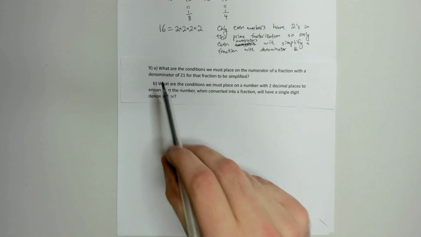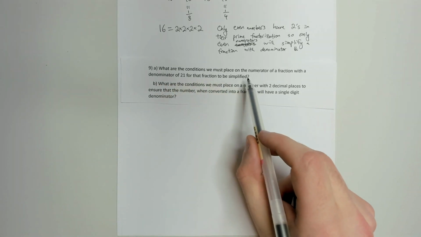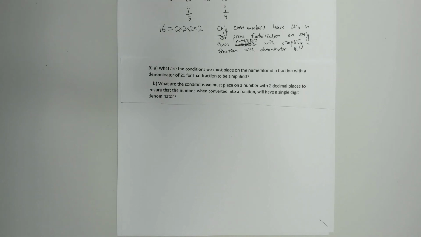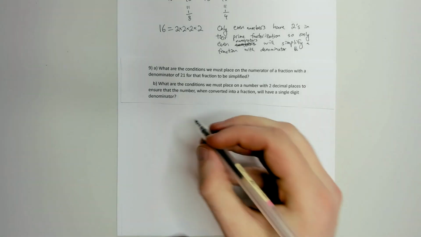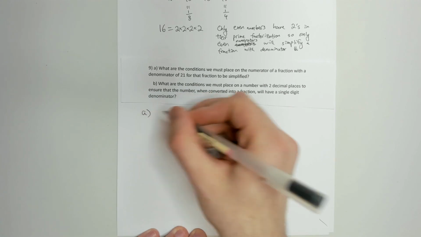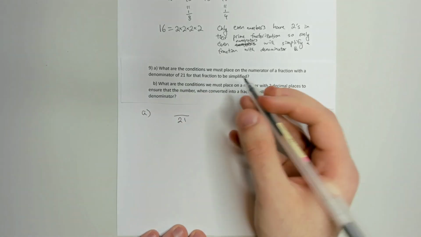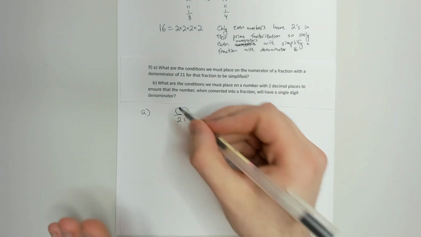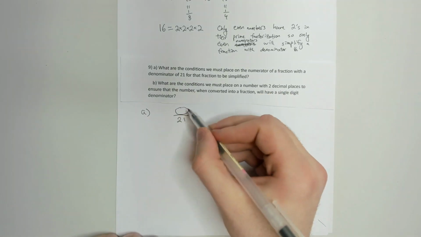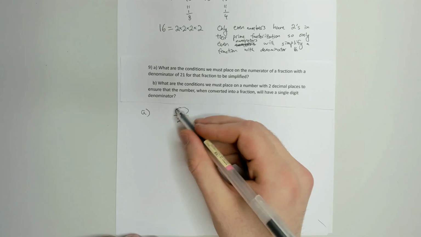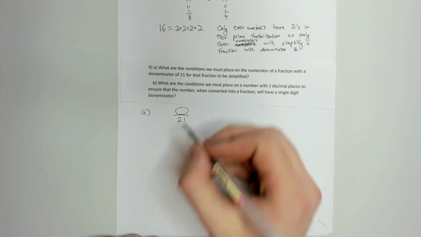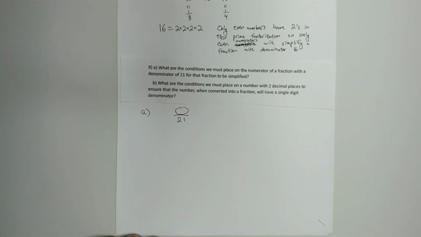All right, question 9 asks, what are the conditions we must place on the numerator of a fraction with a denominator of 21 for that fraction to already be simplified? Okay, so we have a fraction and its denominator is 21, and we basically want to figure out a numerator here, not 0, that's just a circle, but we want to figure out a numerator right there where it's already going to be simplified. Basically, that fraction in simplified form will be out of 21. We're not changing it any further.